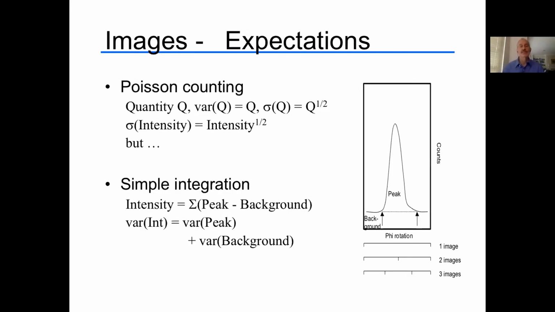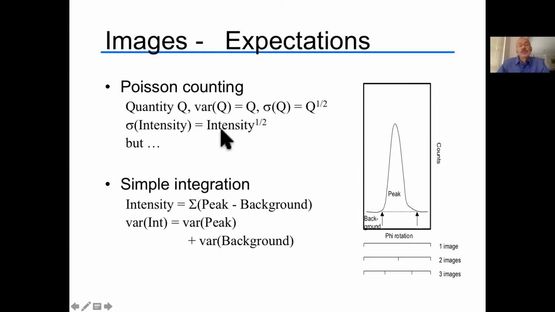So some of the expectations of images is that diffraction is a Poisson process. What that means is, if you have some quantity Q, the variance of Q is equal to Q itself. That means the standard deviation, which is the square root of the variance, is simply the square root of Q.